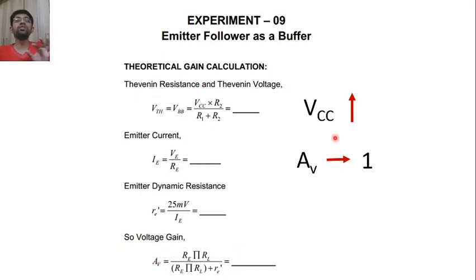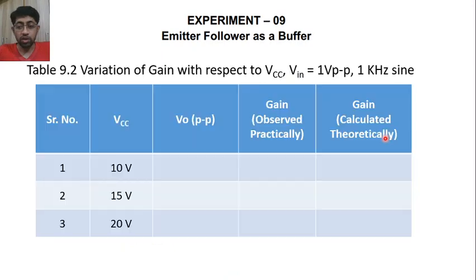So the conclusion is: as VCC increases, your gain tends more towards 1. For example, if it is at 0.91, it will move to 0.94, 0.95, 0.96 as you keep on increasing VCC. That effect we have to measure. So here we will go with input voltage 1 volt peak to peak, keep the 1 kilohertz sine wave input fixed, and vary the VCC for 3 different voltages. Let us move to the circuit, but before that, prepare this table.